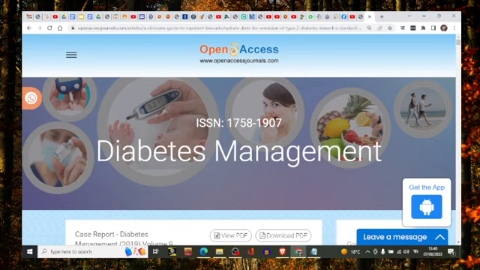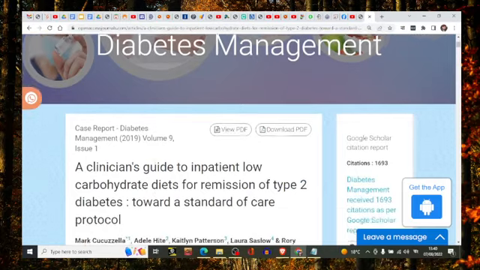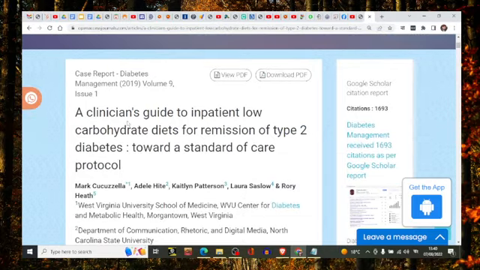Hi guys, this is Shahadat and today I'm going to read a scientific paper for you. This paper was published in openaccessjournals.com and it was published under the diabetes management section. And this is actually a case report on diabetes management.